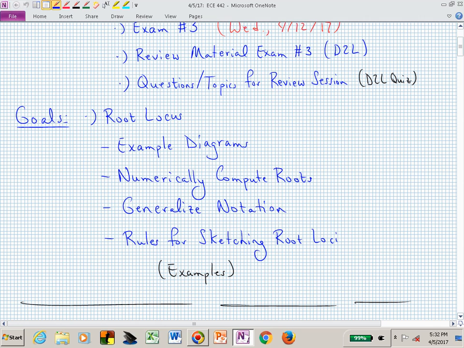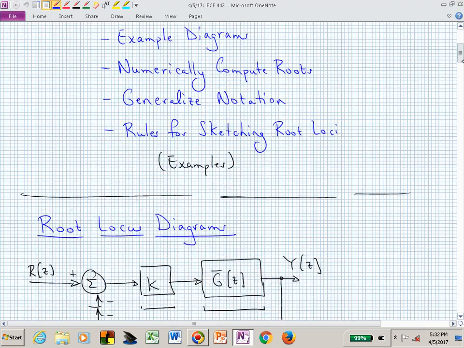We'll look at some examples. We will numerically compute the roots. You could actually just plug in different values of k and have your calculator show you where the roots are to generate a root locus. We will generalize the notation, and then we'll start going through some examples that help illustrate the rules for sketching the root loci.